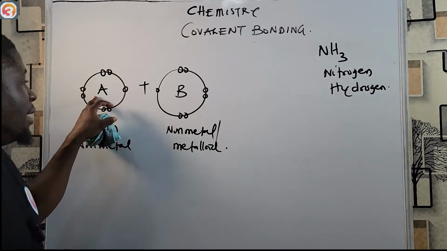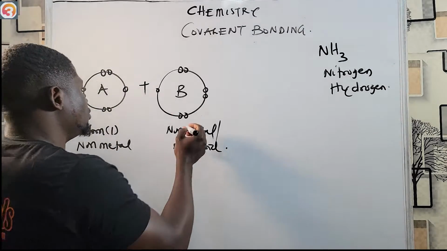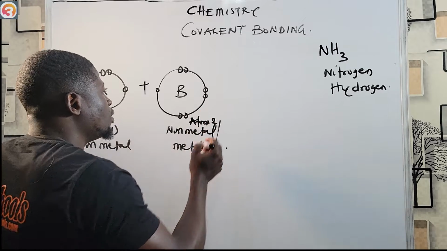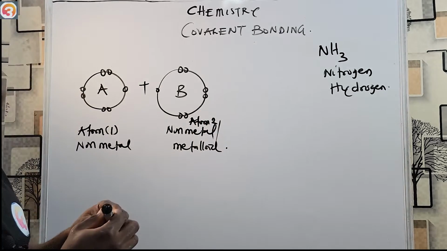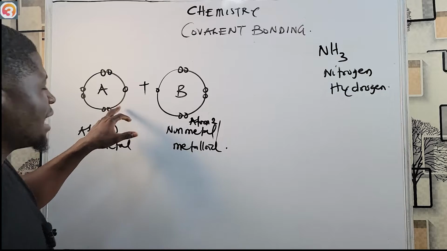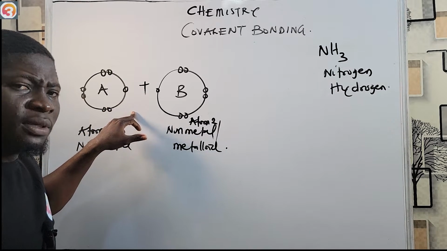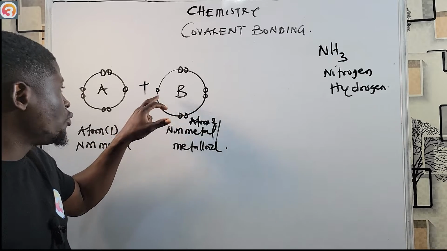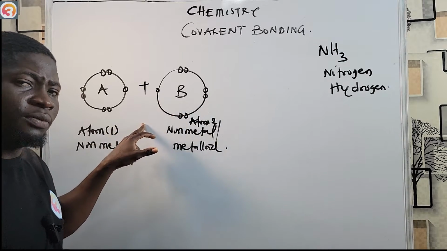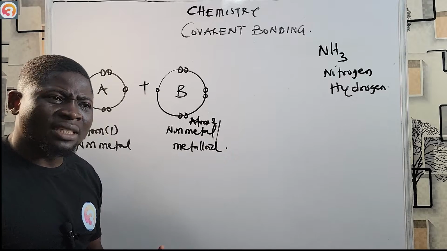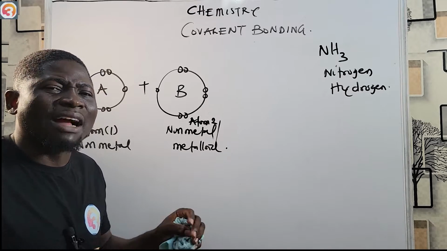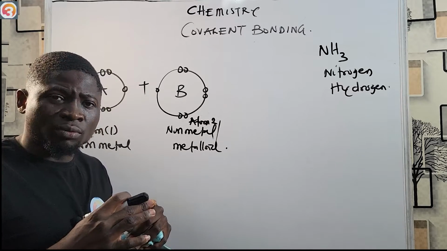So we have this, atom one, and this, atom two. How does this sharing of electrons happen? This atom A needs one electron to be stable. Then this atom B needs one electron also to be stable. Since they both need one, they can now have a shared pair of electrons to become stable.